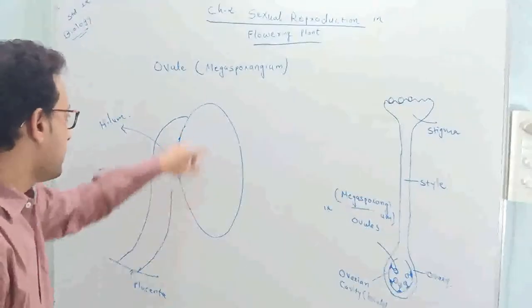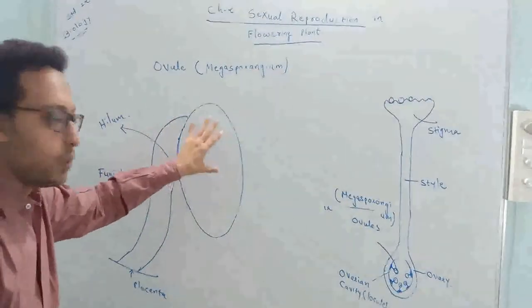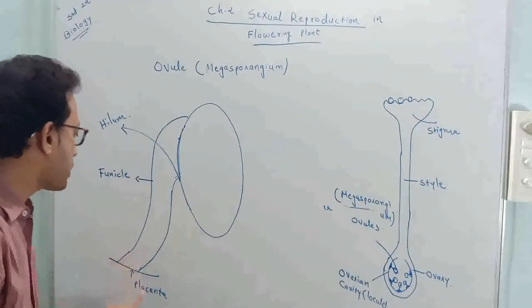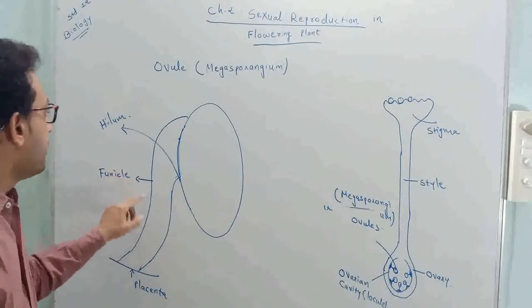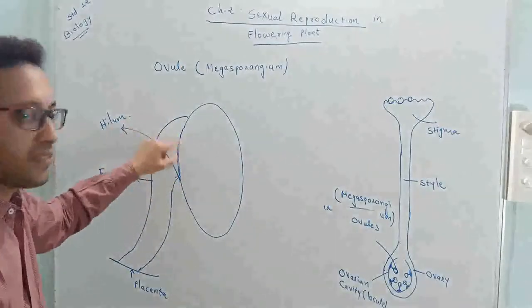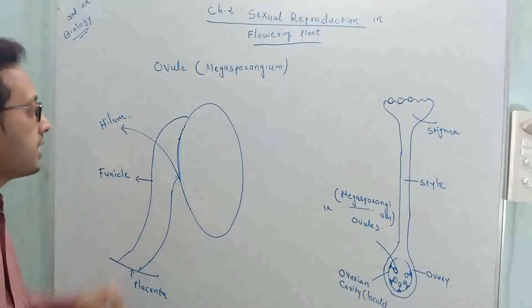Okay, students. So here it is an ovule. The ovule is attached to a placenta by a stalk. This stalk is called funicle. The funicle is attached to the ovule in a certain region of the ovule. The region where it attaches is called hilum.